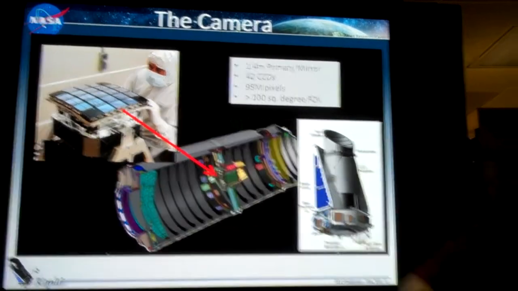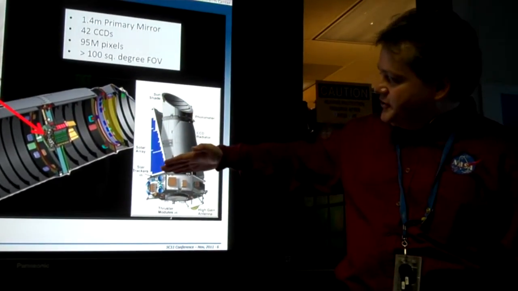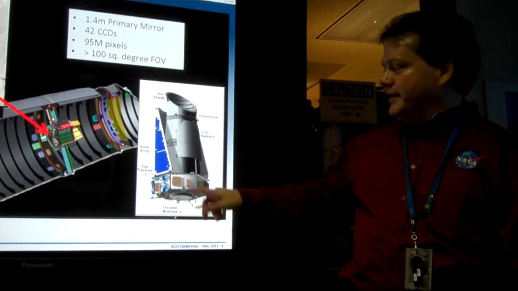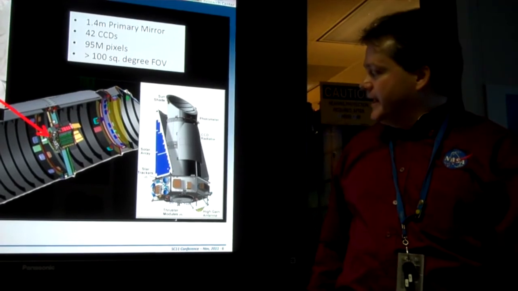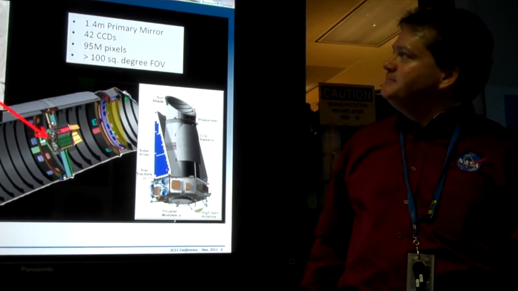And this is the entire spacecraft. As you can see, most of it is instrument. The little bottom part here is what handles pointing the spacecraft, the radios that talk to Earth, that kind of thing, keeping it pointing in the right direction.